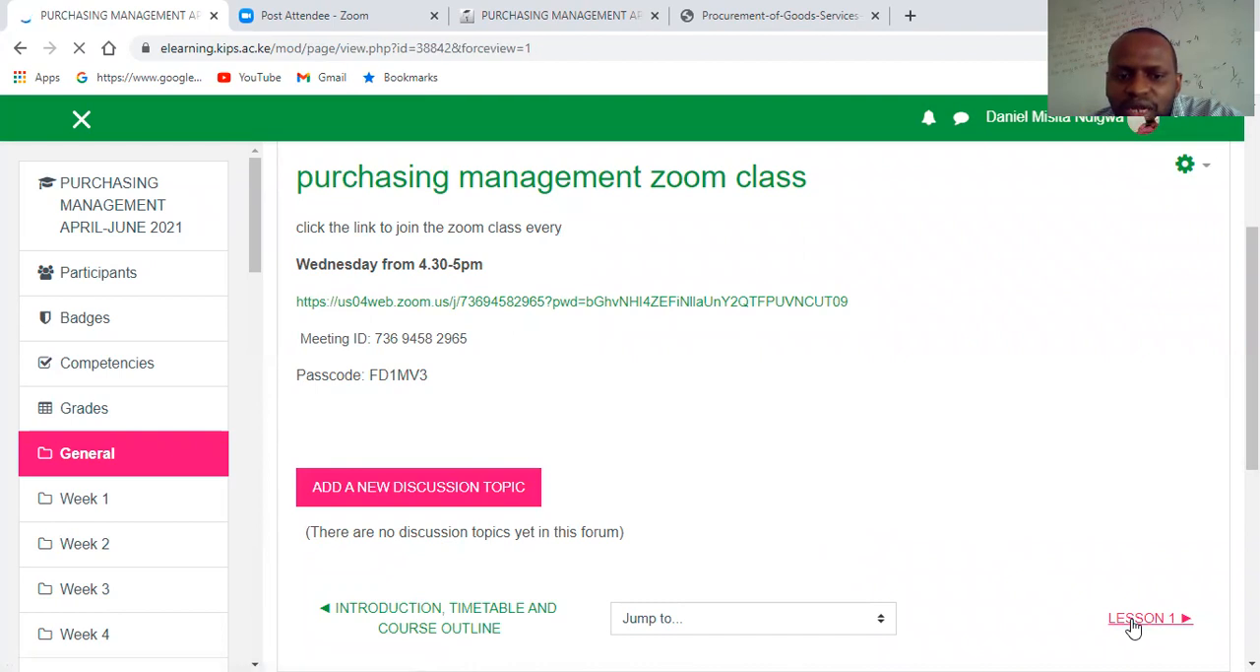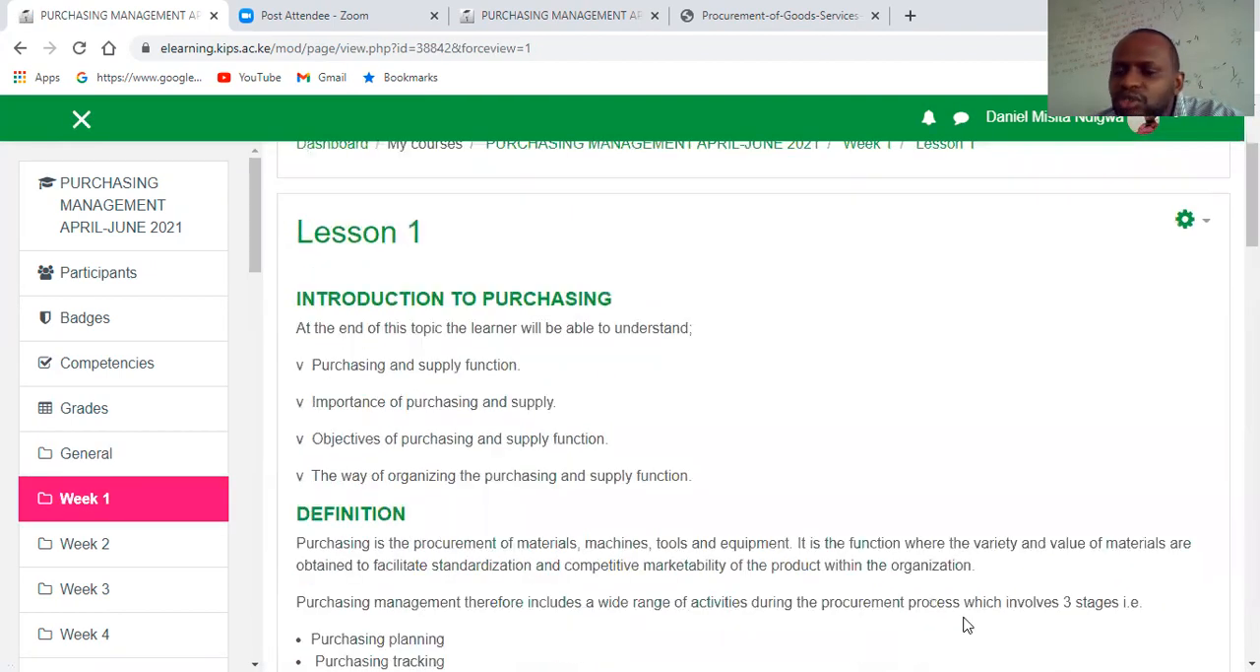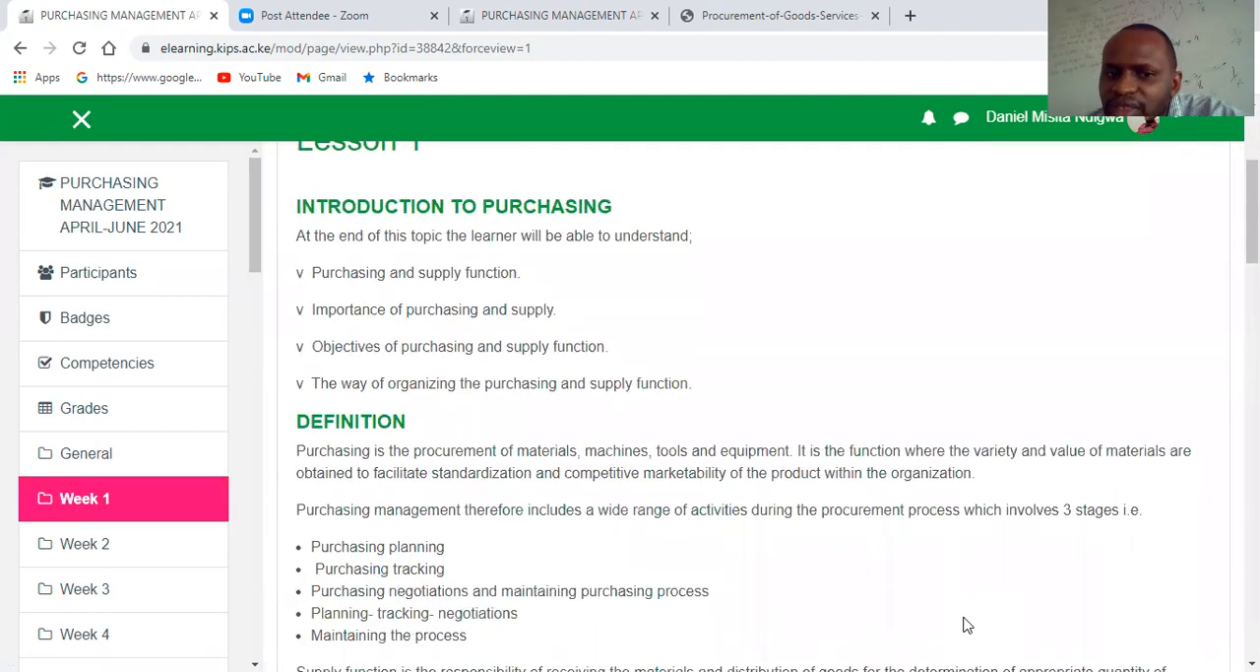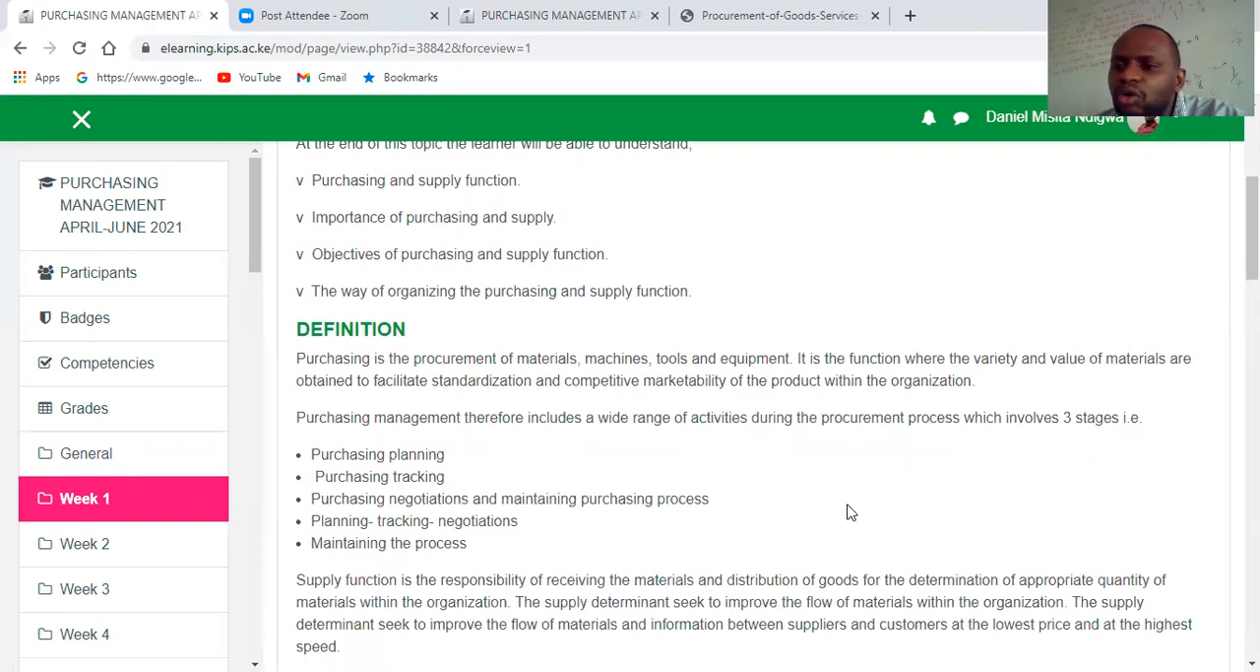Then the other thing we shall talk about is introduction to purchasing. Purchasing is a very critical area in any organization, and purchasing is the procurement of materials, machines, tools, and equipment, and it also involves various other functions that will create value of materials which are obtained to facilitate standardization and competitiveness in the market when you're buying products within the organization.